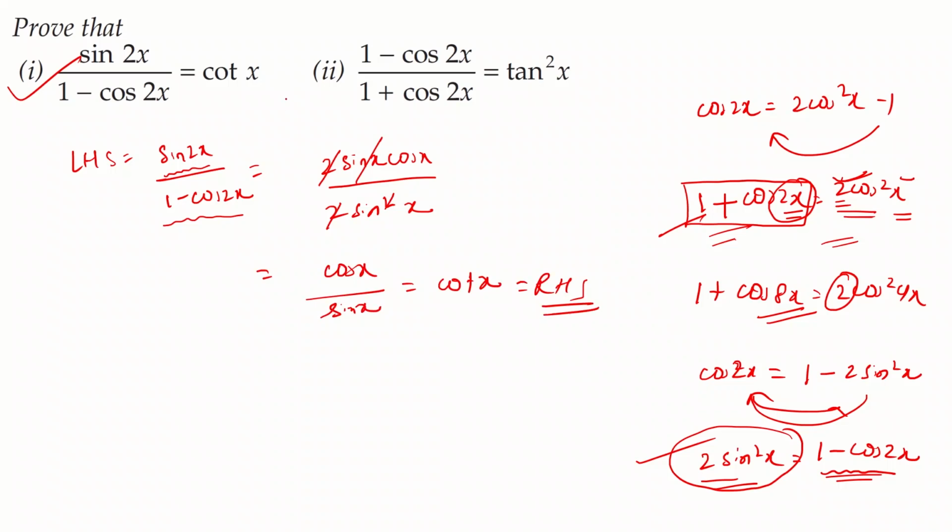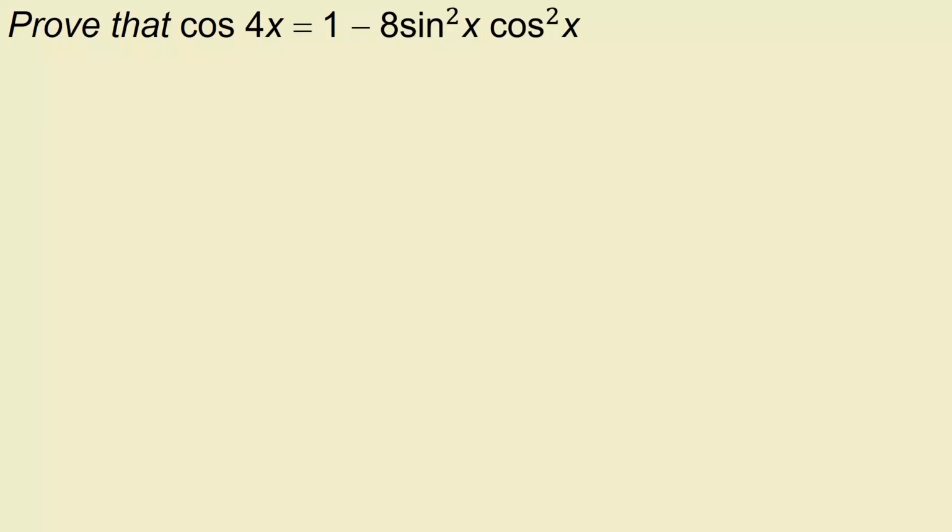Okay, I give you a hint for question number 2 and you try it out yourself. 1 minus cos 2x is 2 sine square x and 1 plus cos 2x is 2 cos square x. Remember, just now we have discussed, and put down these values, simplify, and you will get the answer. It's as simple as that. Just try it out.